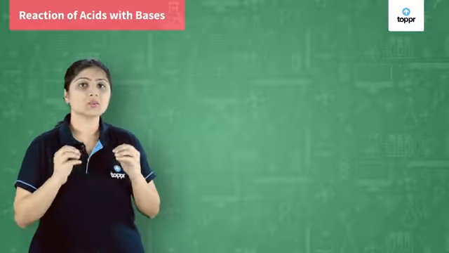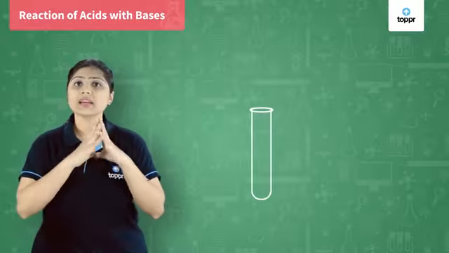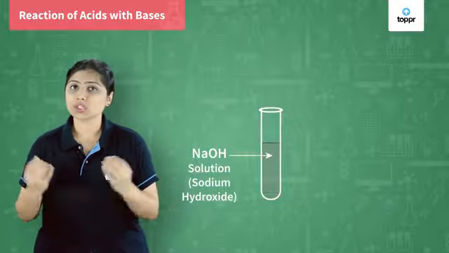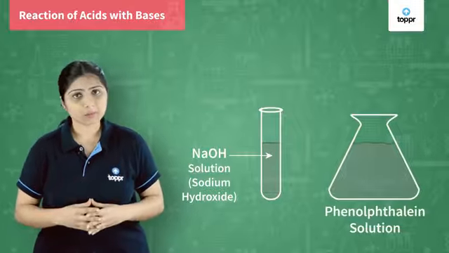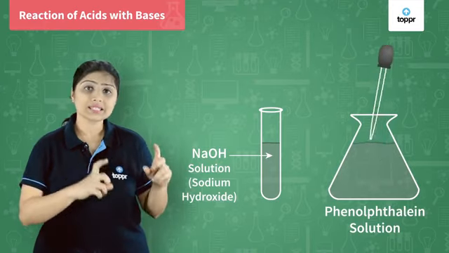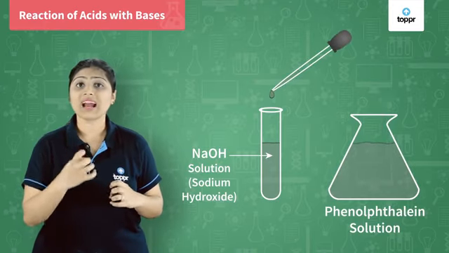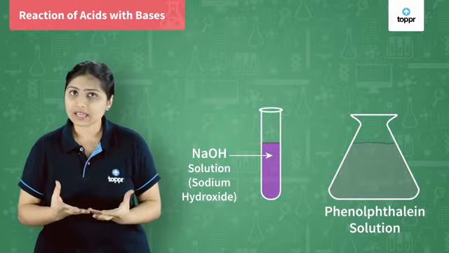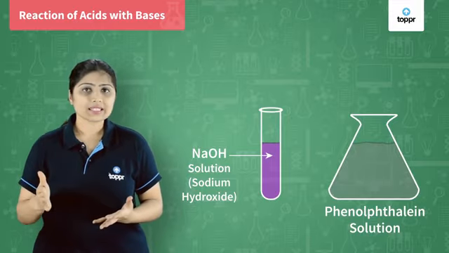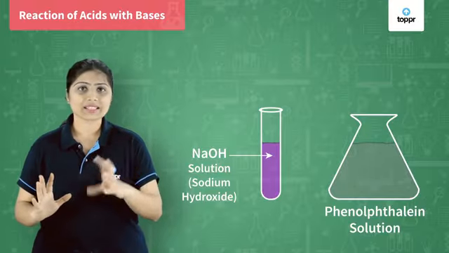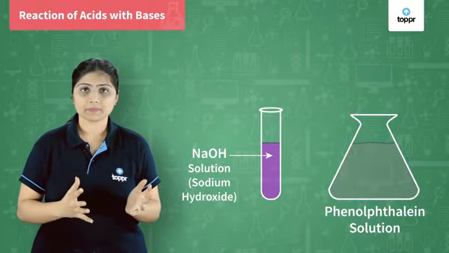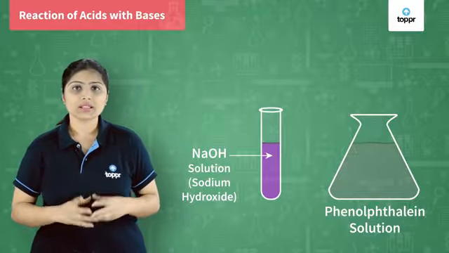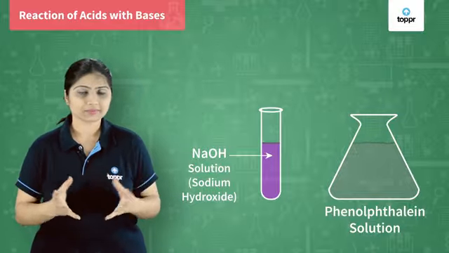Now let us see the chemistry between an acid and a base. For that, we do an activity. We take a test tube and we add some NaOH solution to it, that is sodium hydroxide solution, which is a base. Now to this solution, drop by drop, we add phenolphthalein solution. Now phenolphthalein is used as an indicator. In acids it remains colorless, whereas in bases it becomes pink. Okay, as soon as we add phenolphthalein, the solution turns pink.